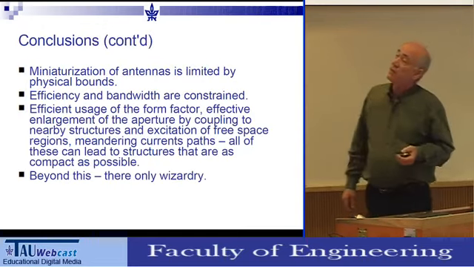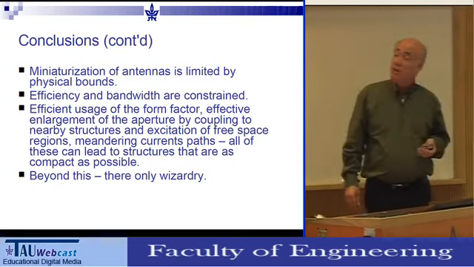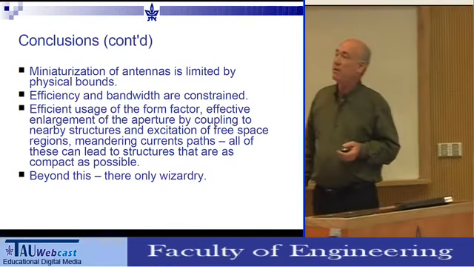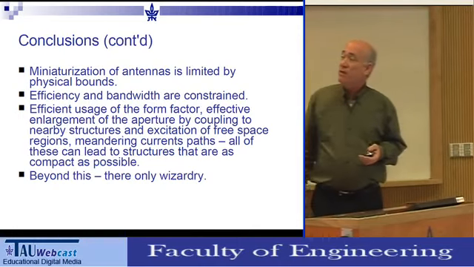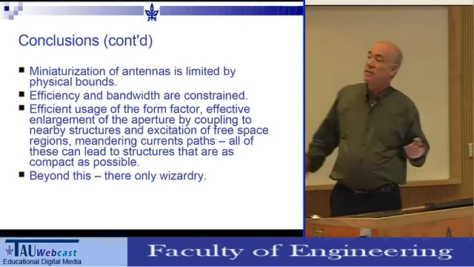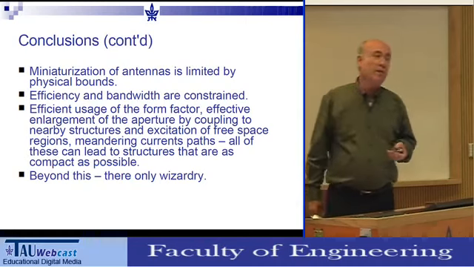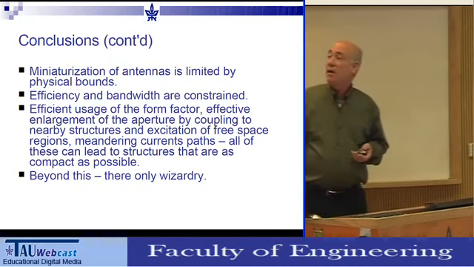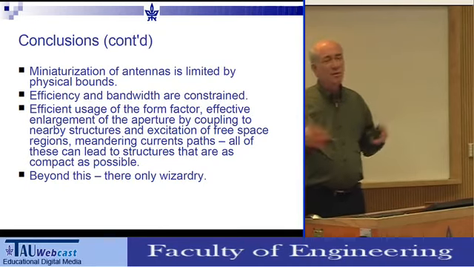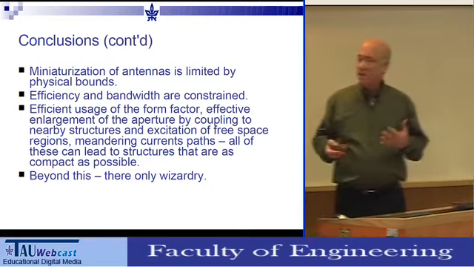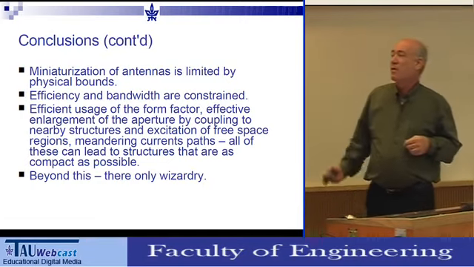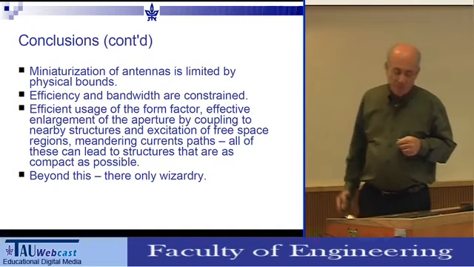We have seen that miniaturization is limited by all the physical bounds I was talking about: efficiency drops and also bandwidth drops very, very fast with the size of the antenna. And all these techniques for shrinking or miniaturizing antennas are limited. I'm trying to make it a bit extreme in presentation, but that's probably the way to convey the message. So people are trying to do wizardry.